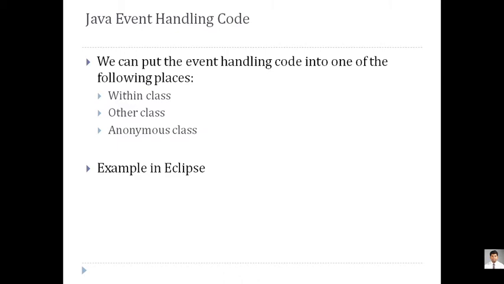Now, whenever you are writing some event listener, that is event handling code, there are three ways. That is, you can write within a class, an outer class, and in a different way, that is an anonymous class. We'll not have an example today on this. We'll move further. This example I will do whenever we enter directly into event listener.